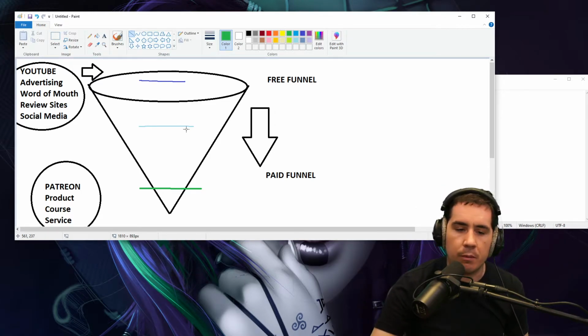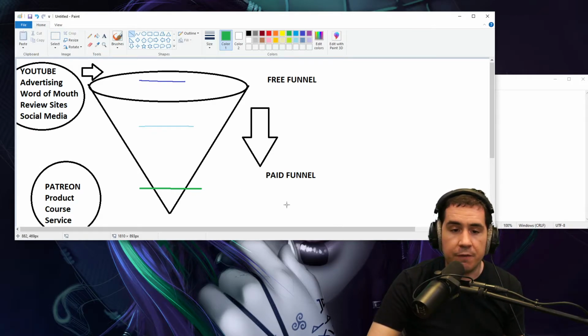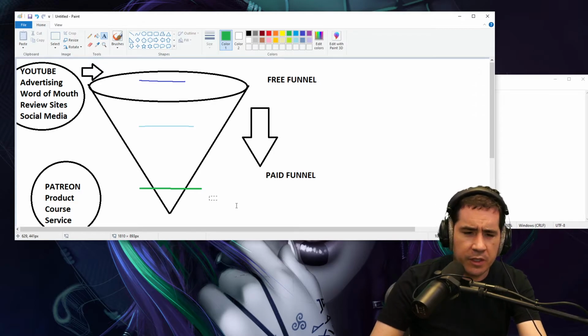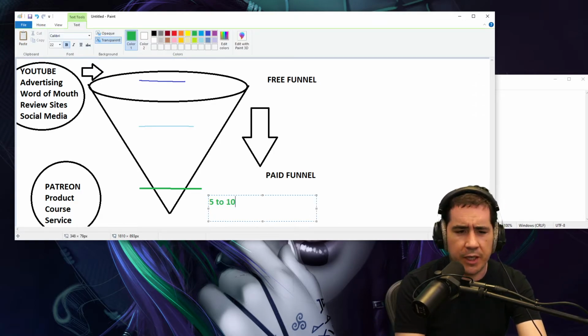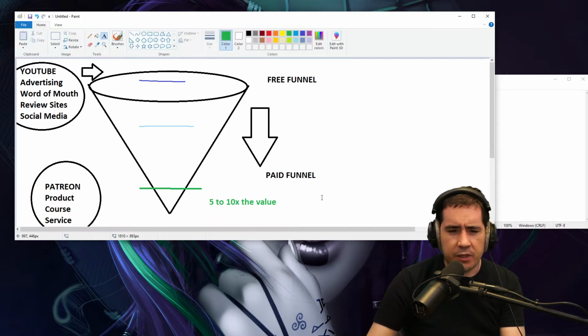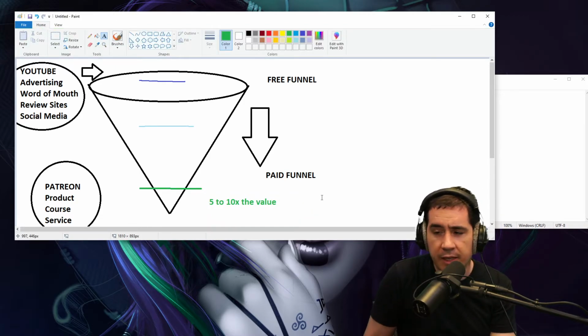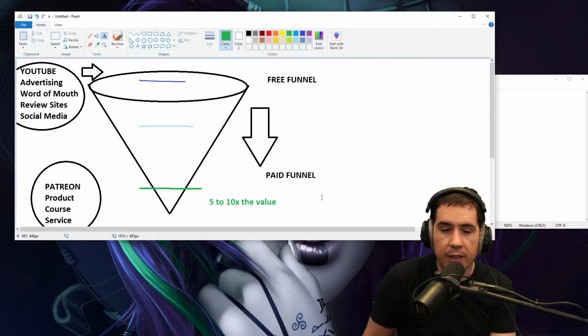But the thing you have to remember about your paid funnels is your paid funnels always need to provide, this is my internal metric for success, 5 to 10x the value of whatever somebody is paying. So if I set a baseline of $5, then that needs to provide 10 times the value of that in my mind, meaning that needs to be worth $50 to them. If somebody pays $25, you can see that needs to be $250, and so on and so on. So this is hard to do.